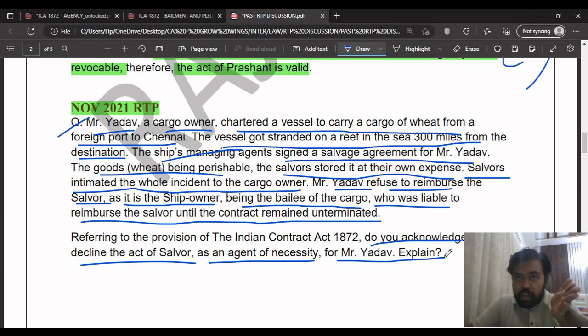What is agency by emergency? The agent is there to do everything which is possible, as a person of ordinary prudence would do in his own case, to protect the principal from suffering losses. That is one part. That is agency by emergency. Agency by necessity means there is no other choice, because if he doesn't do that, the principal will suffer losses. That's necessity.